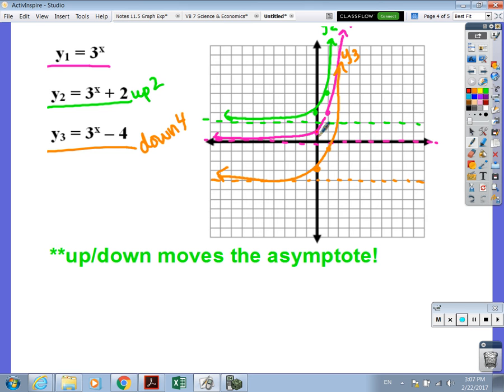So I had 0, 1, 1, 3. That's my main graph. When it moved up 2, notice that the asymptote had to move up 2. And when I had a down 4, what is it that's moving? It's these key points. So the parent function again is pink. If I move down 4, I count 1, 2, 3, 4. I have this other point, 1, 3. It's going to move 1, 2, 3, 4 down. And that's how I get my movement.